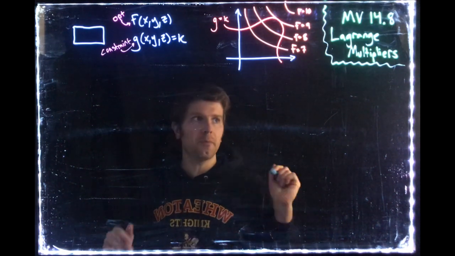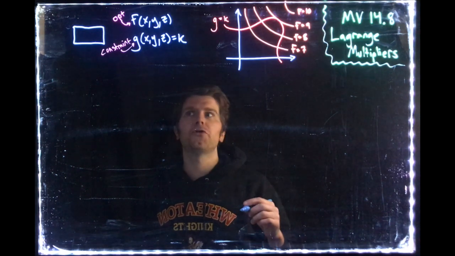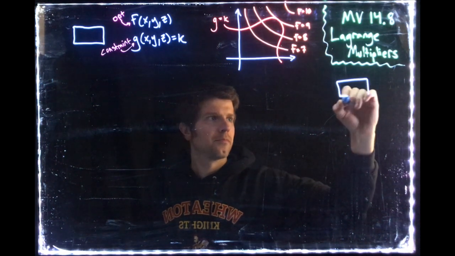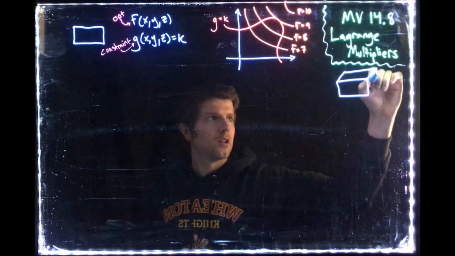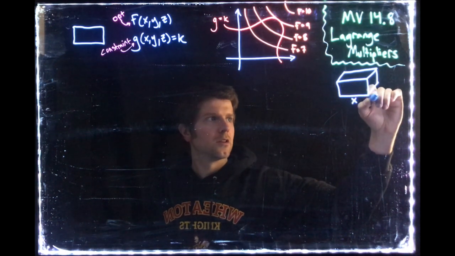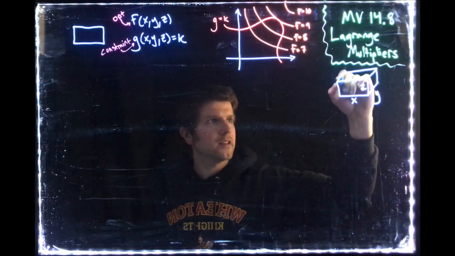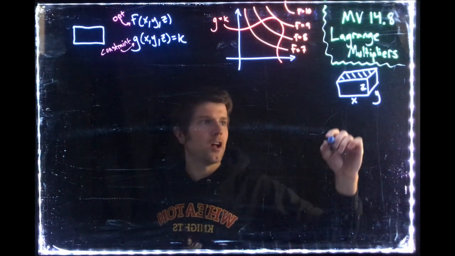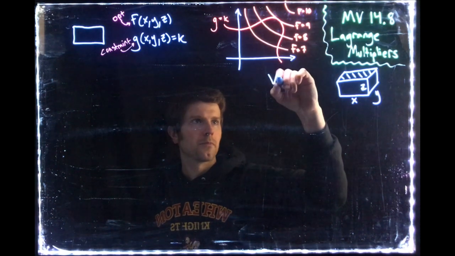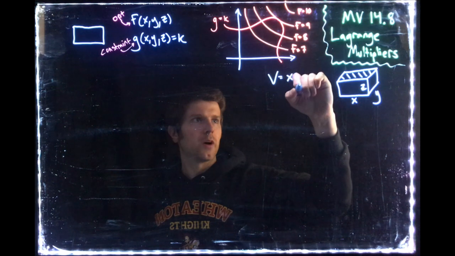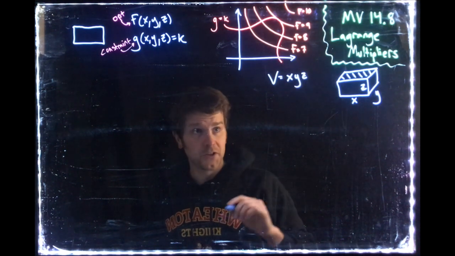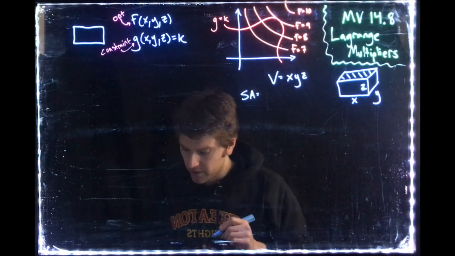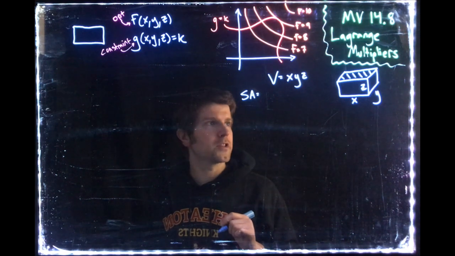So as an example, and this is the example we're going to be following today, let's say instead of a sheep pen, I want to have a box like this. It's going to have sides x, y, and z, and the top of the box is open. What we want to do is maximize the volume of the box, which is x times y times z, subject to this constraint that the surface area of the box is equal to exactly 12.